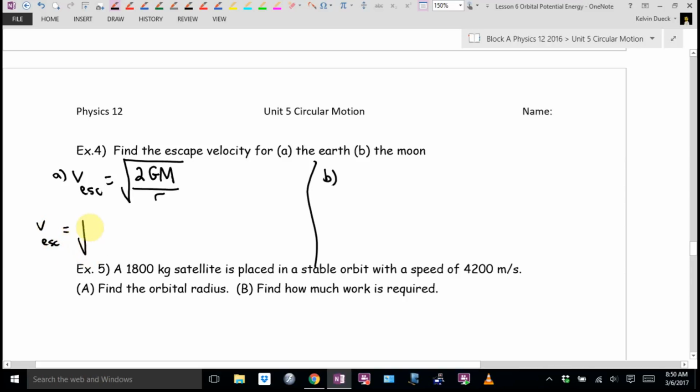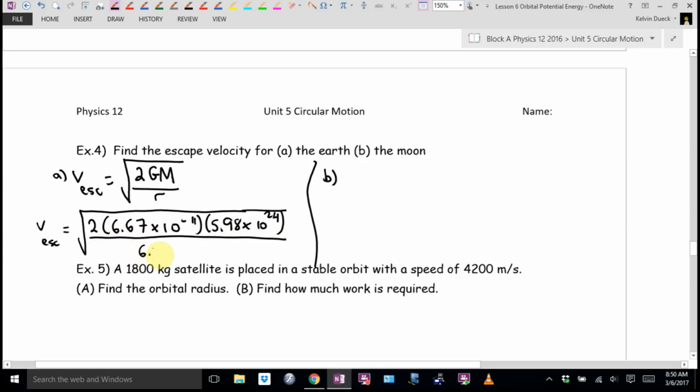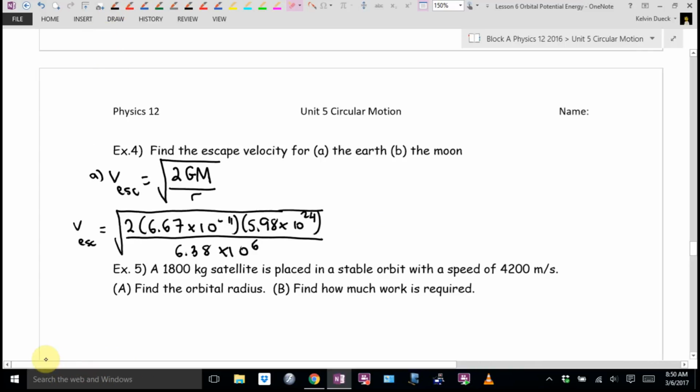So for the Earth, it's going to be the square root of 6.67 times 10 to the negative 11, 5.98 times 10 to the 24th, over 6.38 times 10 to the 6th. Apparently I need more room. Oh, wait a minute. I know what I can cleverly do.